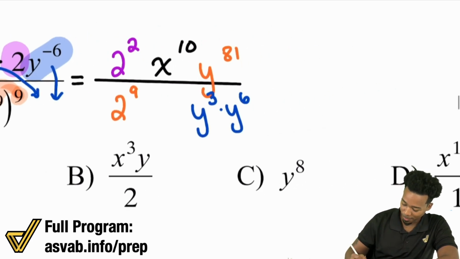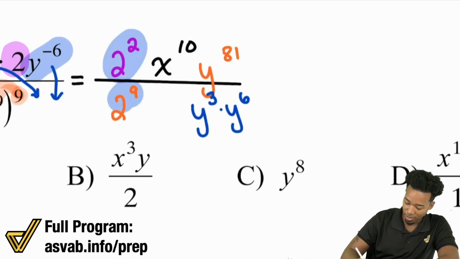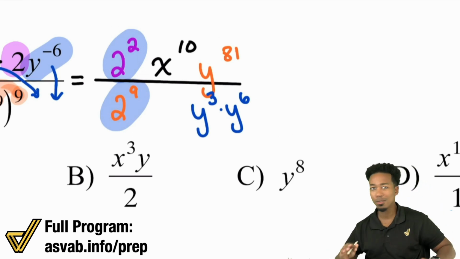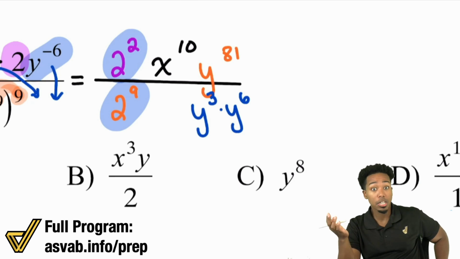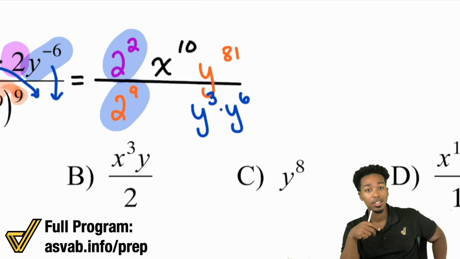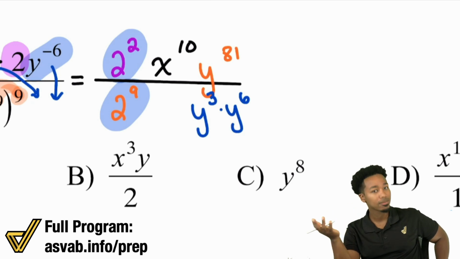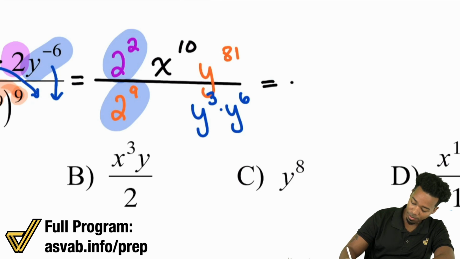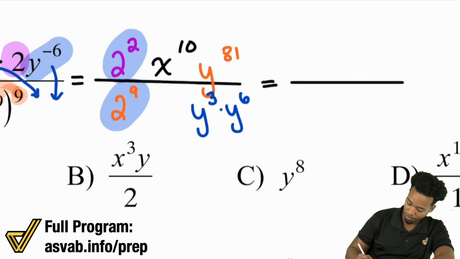First of all, right here, notice how we have 2 squared and 2 to the power of 9. We have the same base. This whole time, you've been used to just the variables, but it could work with regular numbers as well. We can apply the quotient law to this because we have the same base, 2, and then we'll subtract those exponents. The difference between 2 and 9 is 7, and so what we'll have is 2 to the power of 7 in the denominator.